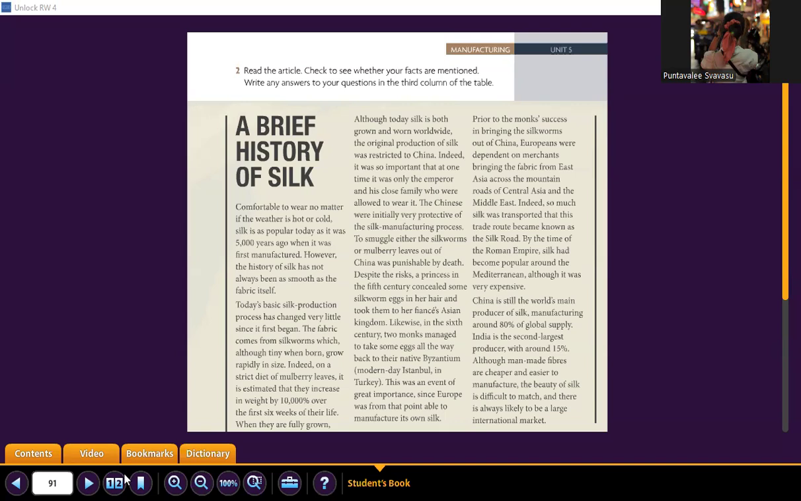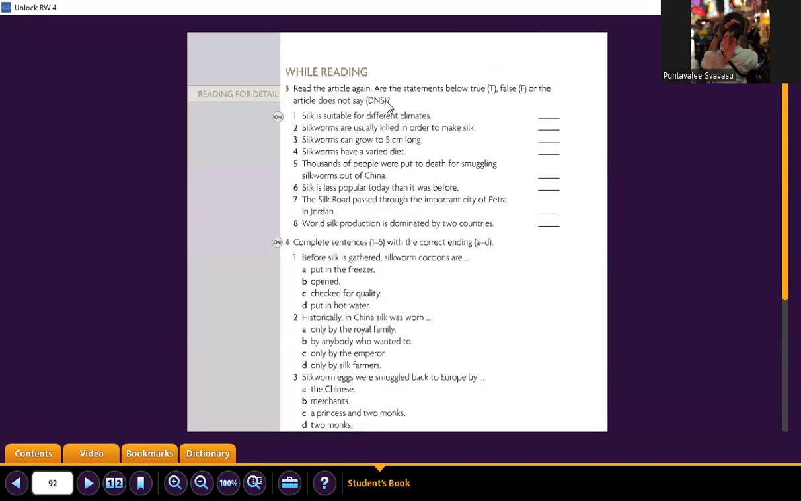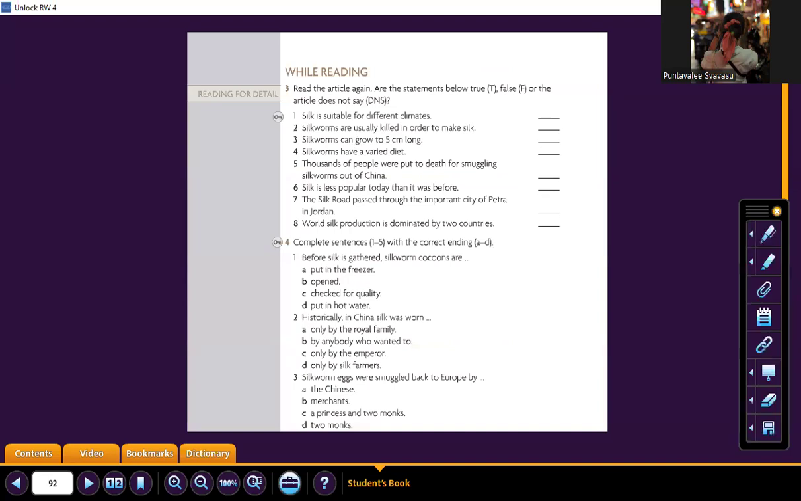First of all, let's talk about the statements. Let's talk about some keywords that you should find in the reading text. The first one is the word climate. Climate is the main word, the one that makes it stand out. For example, if you search the word silk, it's all over the text, so it will be very difficult to identify the statements.